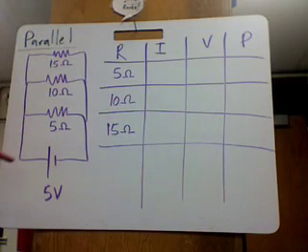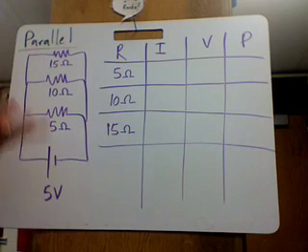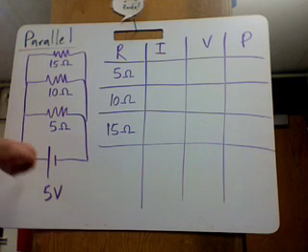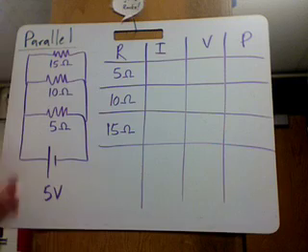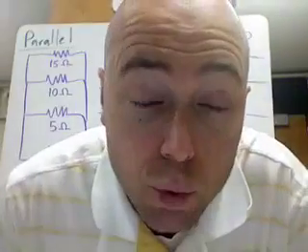But in this case, I know it's a parallel circuit. Why is it a parallel circuit? Because there's more than one path for the current to go around. So it is a parallel circuit, so then I have to be thinking, okay, I'm going to use the parallel circuit rules.